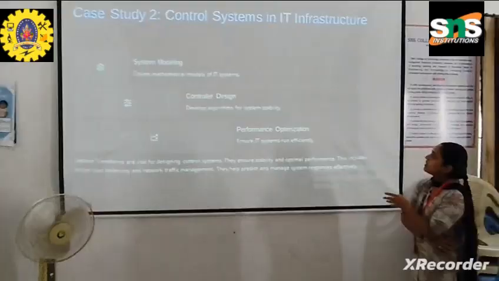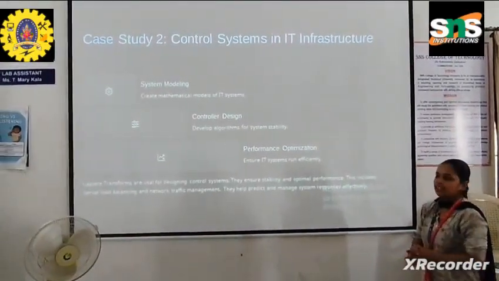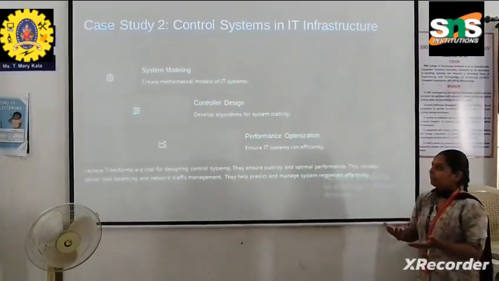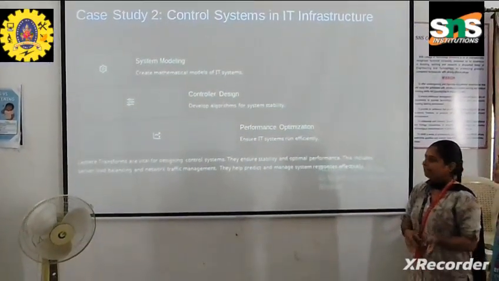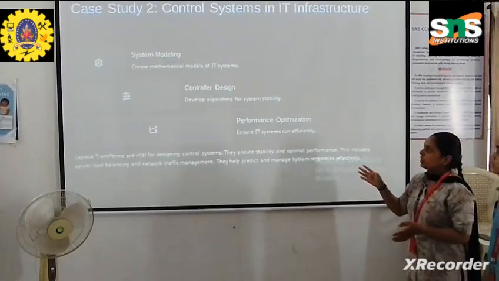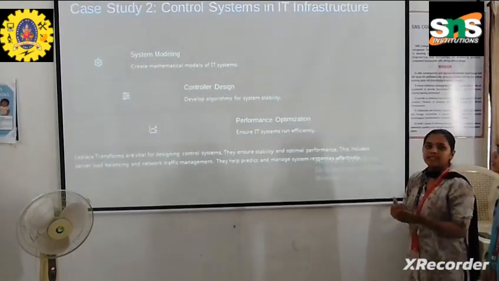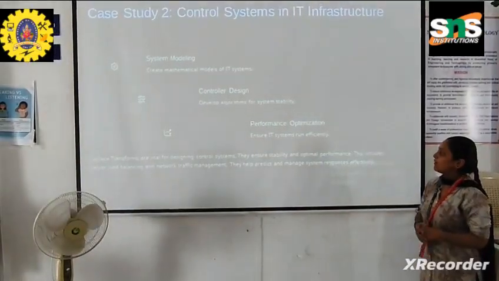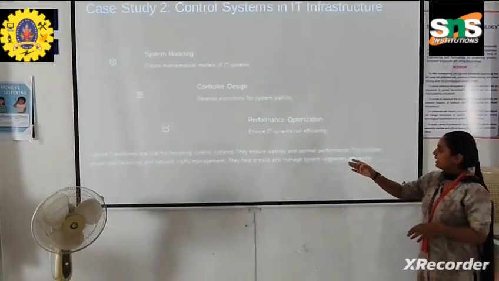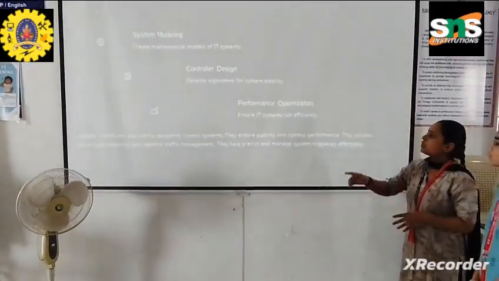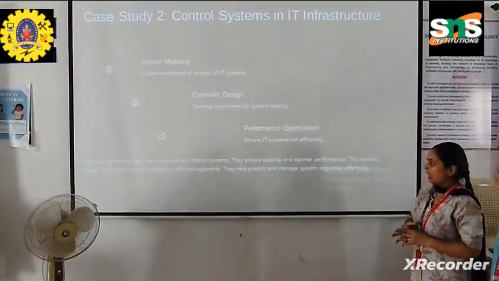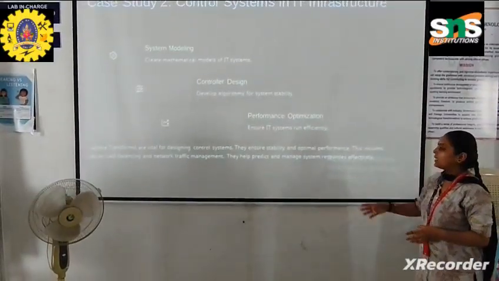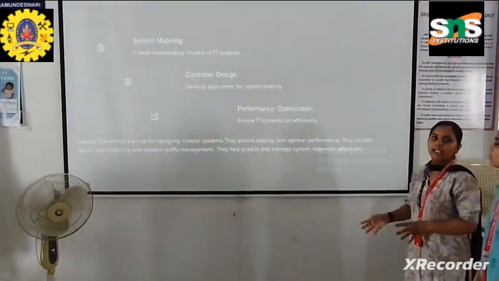In this one, we are seeing the control systems of IT infrastructure. First, system modeling: we create mathematical models of the IT system. After that, controller design, which is developed for system stability. Only after that does it perform the optimization. It ensures the IT systems run efficiently. So Laplace transforms are vital in designing control systems, and they help to predict and manage the systems accordingly.